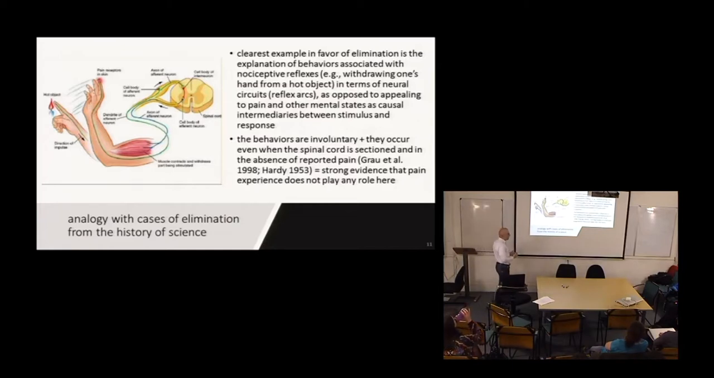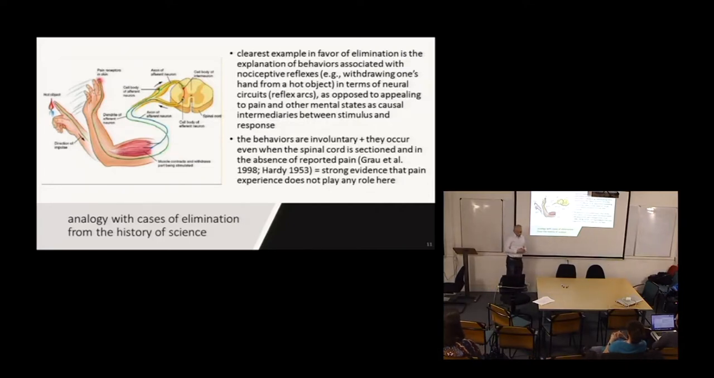So there is a clear case of this, I guess, that most eliminativists had in mind. The clearest example is nociceptive reflexes. Again, this goes back to Descartes. What happens is that the explanation of behaviors associated with nociceptive reflexes, and a nociceptive reflex is basically retracting your hand once you touch something that's hot, turns out that these reflexes are just reflex arcs. They're just neural circuits, and they don't involve any kind of higher-level brain processing. There are lots of studies showing in animal models that animals have reflexes even if the spinal cord is severed, and in fact, even if there is no brain activity whatsoever, if the brain as a whole is destroyed.